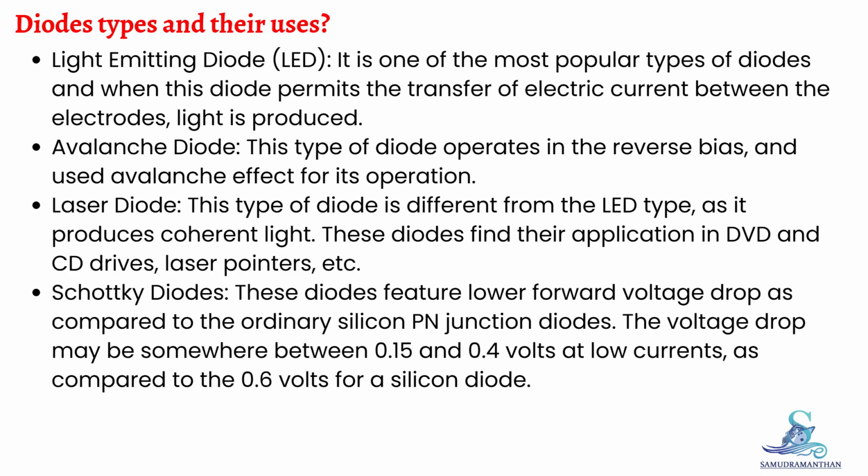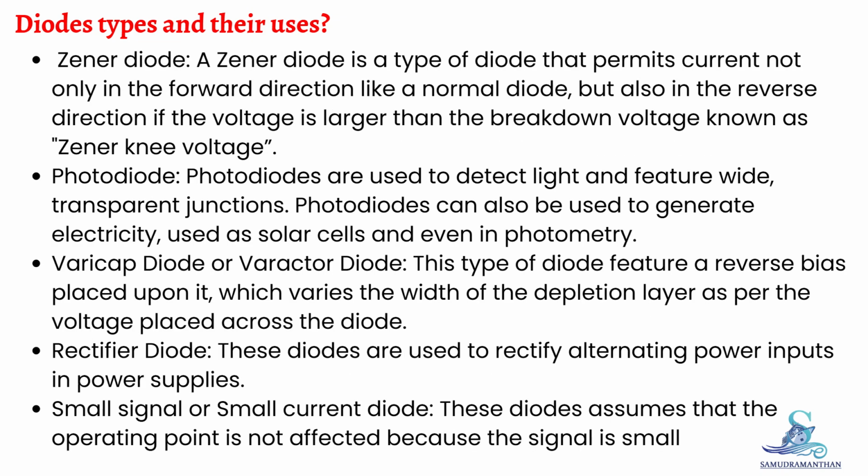Schottky diodes. These diodes feature a lower forward voltage drop as compared to the ordinary silicon p-n junction diodes. The voltage drop may be somewhere between 0.15 and 0.4 volts at low currents, as compared to the 0.6 volts for a silicon diode. Zener diode. A Zener diode is a type of diode that permits current not only in the forward direction like a normal diode, but also in the reverse direction if the voltage is larger than the breakdown voltage known as Zener voltage.